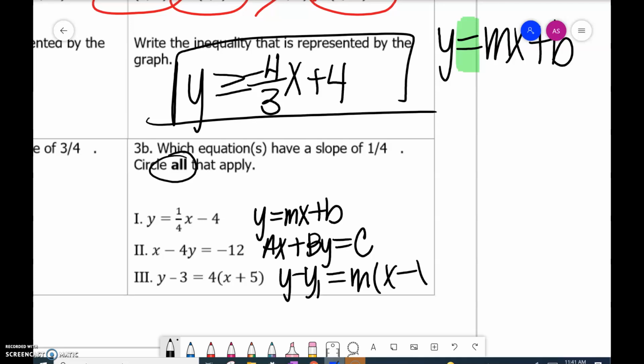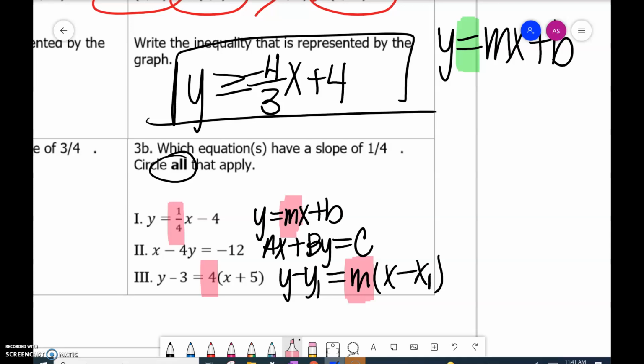So two things that are interesting about slope-intercept form and point-slope form is they already give us our slope. Okay, that slope is m. In slope-intercept form, it's going to be right before the x. And in point-slope form, it's going to be right before the parentheses and after the equal sign.